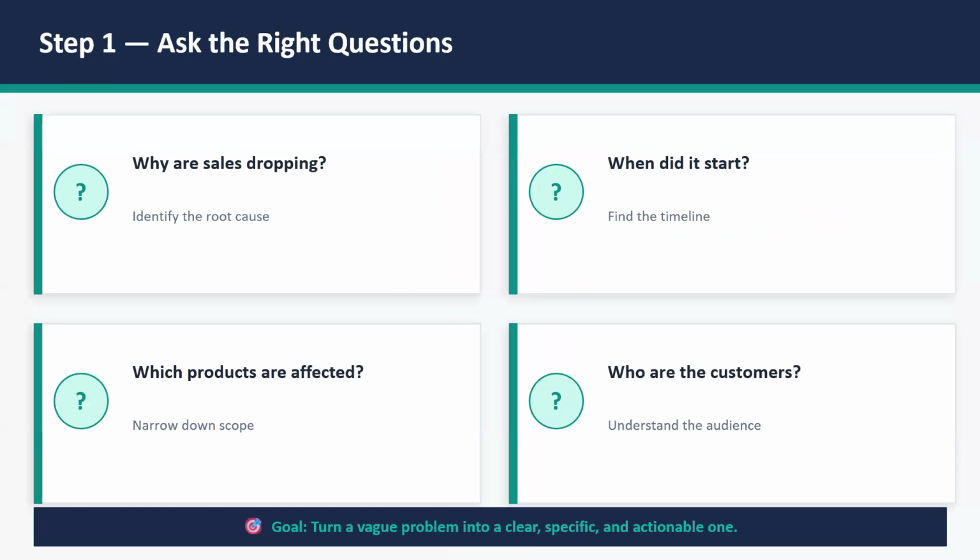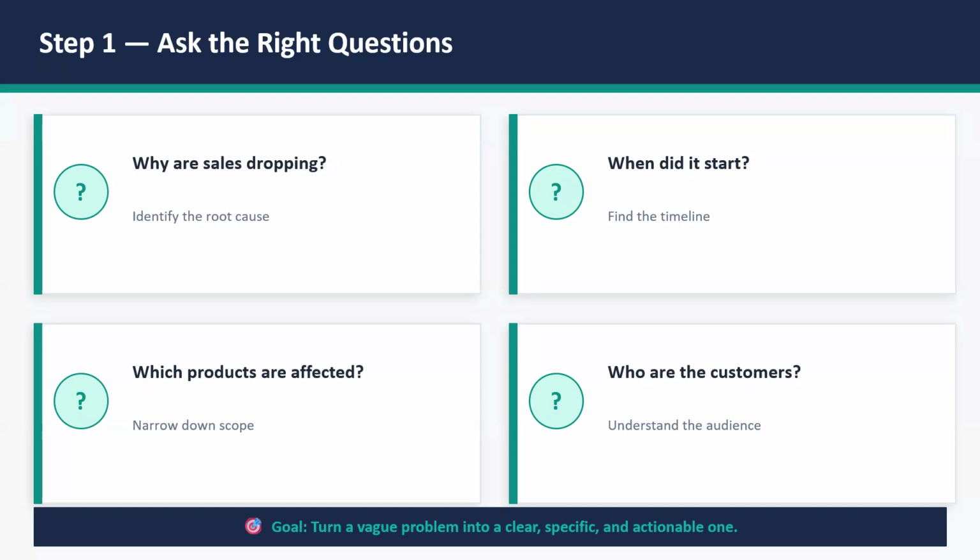And then what you need to understand, from vague to specific: why are sales dropping? You need to identify the root cause. And then what products are affected, narrow down to the scope. Okay, the bread is affected, so we need to look at what the cause of it is. Then when did it start? You need to find the time frame, a specific month.